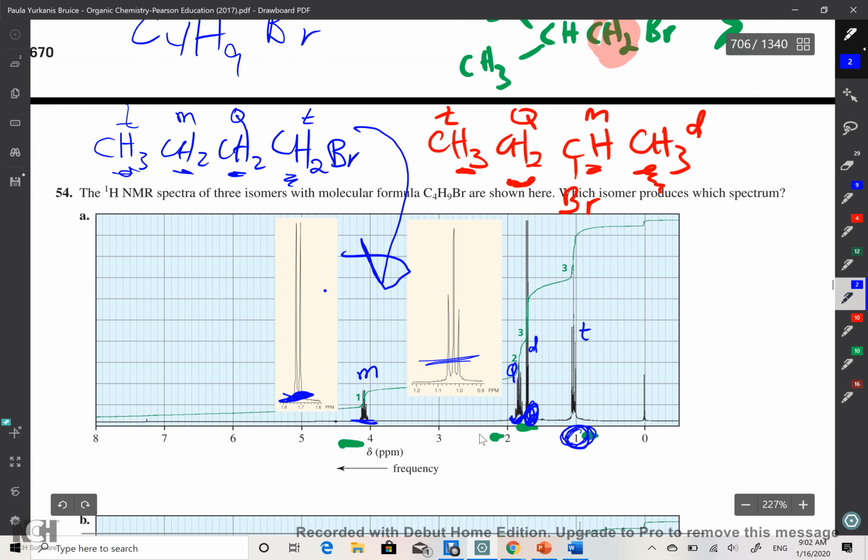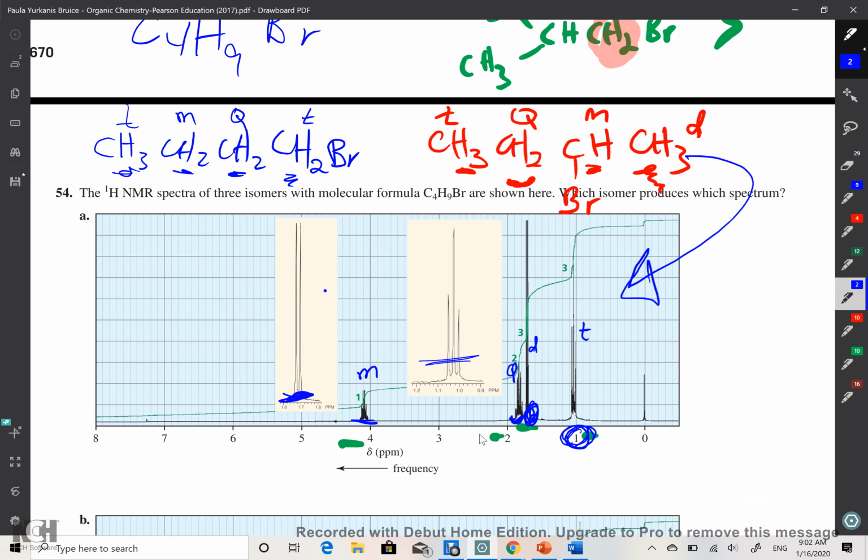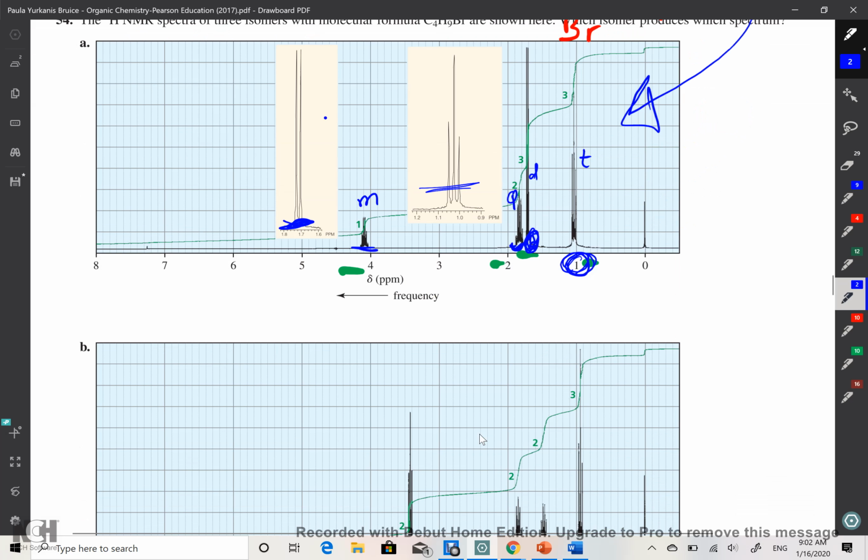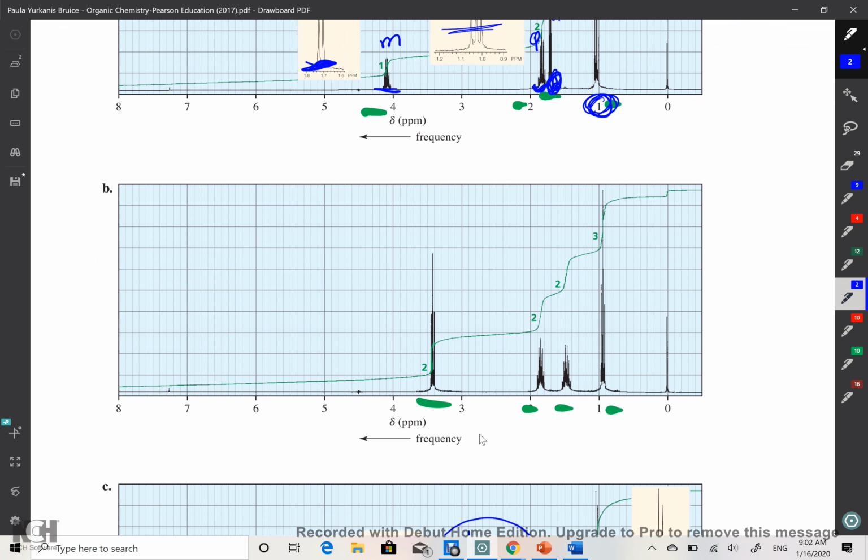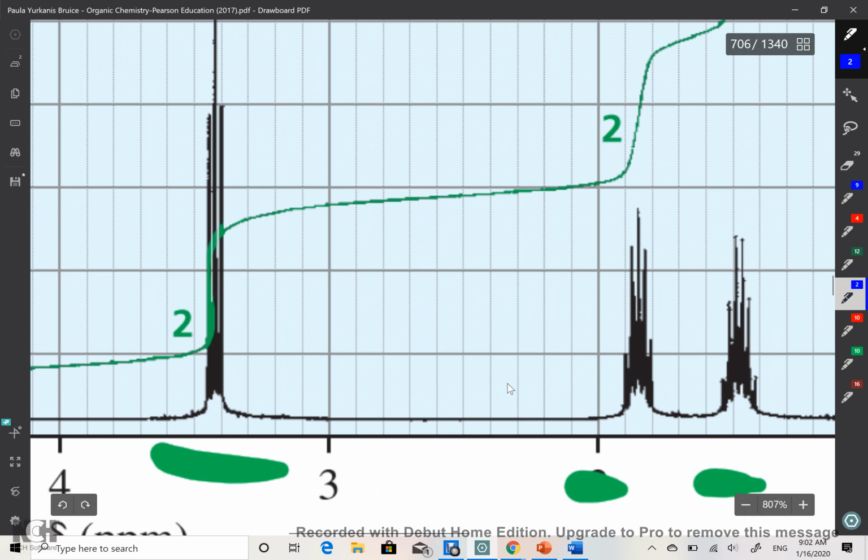So the first spectrum corresponds to the red structure. Is that okay? And I would definitely guess that this one will correspond to the blue. But you have to convince yourself.